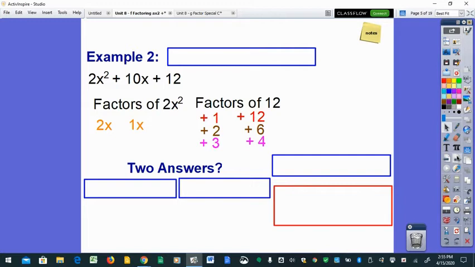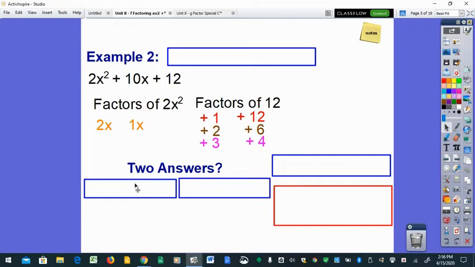Okay, so let's take a look at this one. Look, the front is prime, 2x and the 1x. The back has got some choices. I'm not going to look at the negatives because they have to both be positive to make this work. And if I put my combinations together, a weird thing happens here. So I'm going to pause and just see if you can find a combination that works.